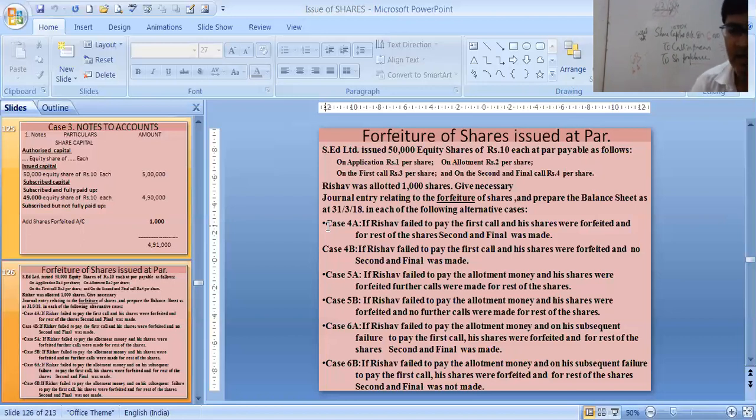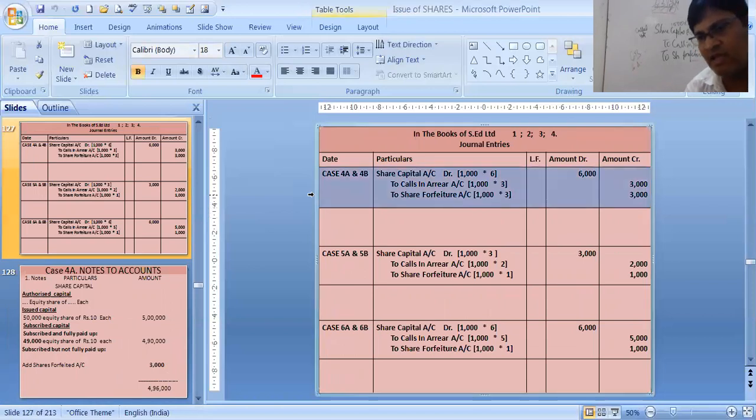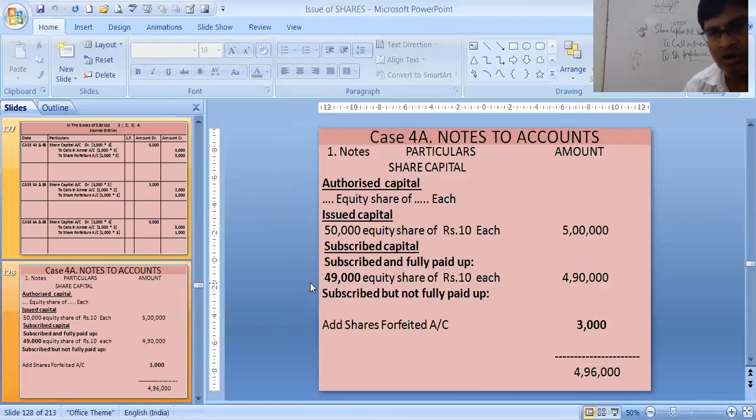Let's understand their balance sheet. This is the entry we have already done. Case 4A and 4B the same entry. Case 5A and 5B the same entry, and 6A and 6B the same entry. 5,000, 1,000. Okay. Now we will be doing the balance sheet. The notes to accounts of share capital. In all the cases, our authorized capital is same, 5 lakhs.